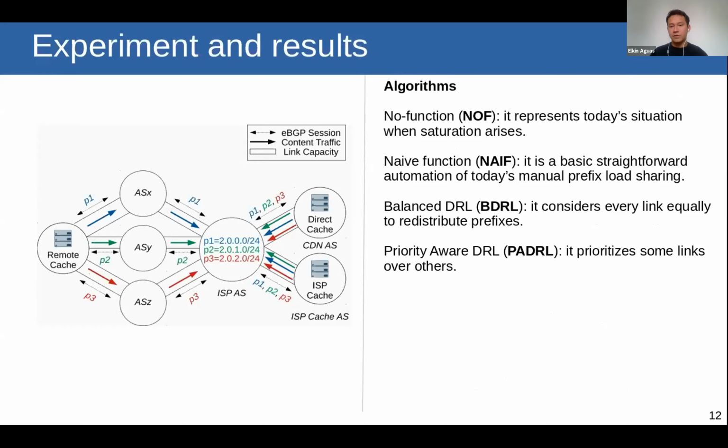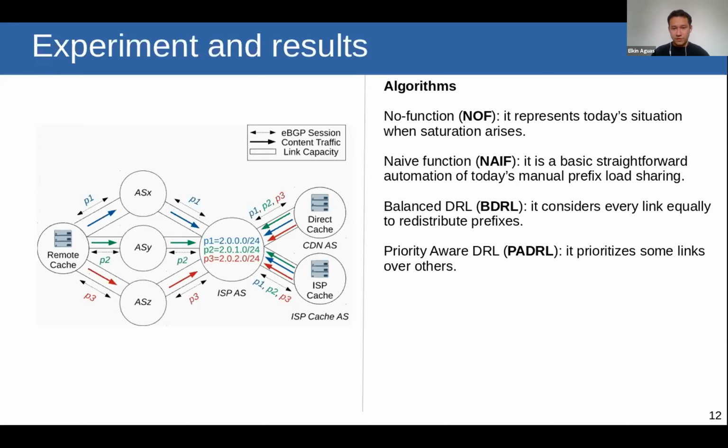Then we have the naive function algorithm, which is a straightforward automation of today's manual prefix load sharing, meaning that this algorithm is going to compare 2 links. And if there's saturation on one link, it is going to move one prefix from one link to the other link. Also, it's a baseline to be able to compare the performance of our reinforcement learning algorithms.